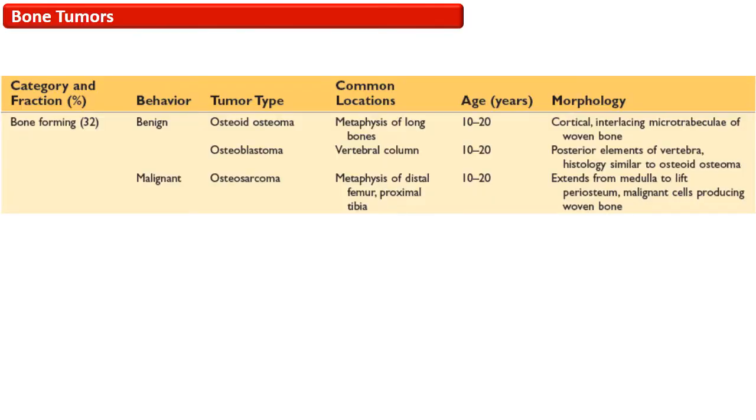The osteogenic tumor, or bone-forming tumor, accounts for about 32% of the primary bone tumors. The benign tumors are osteoma, osteoid osteoma, and osteoblastoma, while the malignant counterpart is osteosarcoma. The osteoid osteoma and osteosarcoma tend to affect the metaphysis of the long bone, while the osteoblastoma affects the vertebral column. All these osteogenic tumors tend to affect the patient in their adolescence.